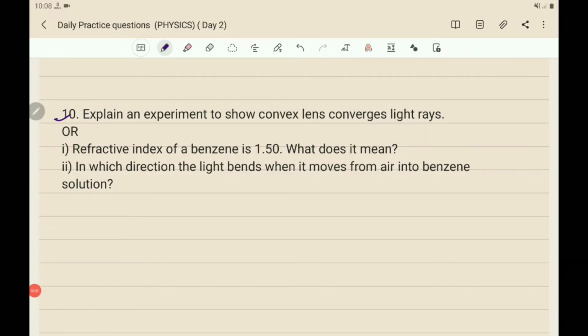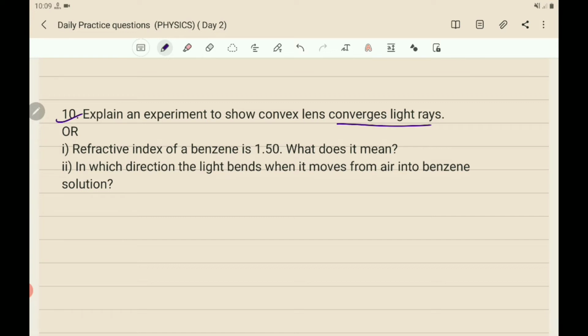Now you take the 10th question. Explain an experiment to show convex lens converges light rays. And it is a choice question. Our question is there, and in our question there are 2 sub questions. First question is, refractive index of benzene is 1.50. What does it mean? And second question is, in which direction the light bends when it moves from air into benzene solution? So now first let us write the answer to the first question.